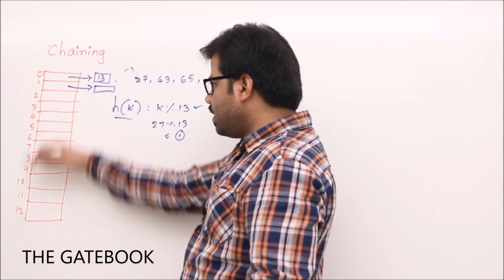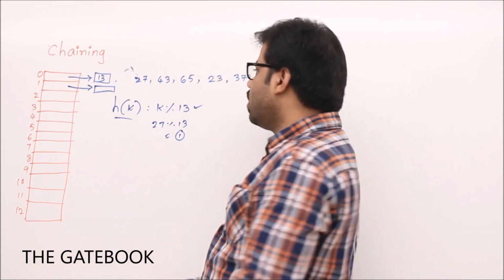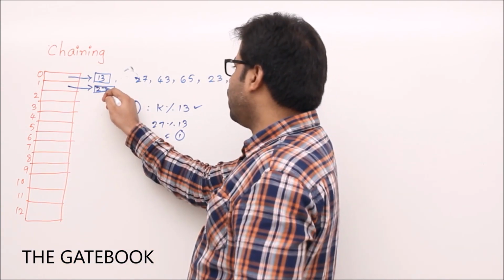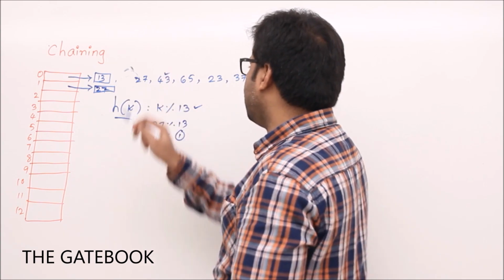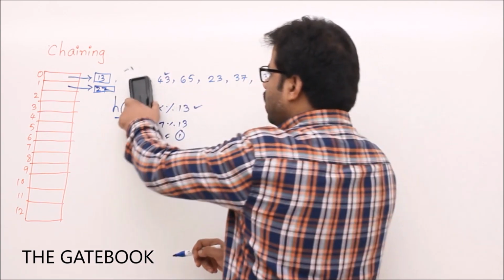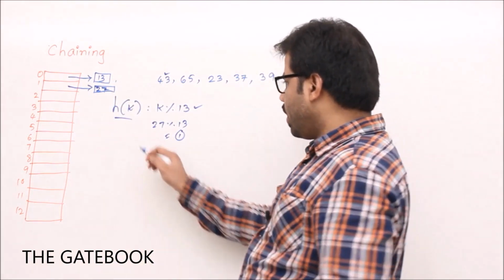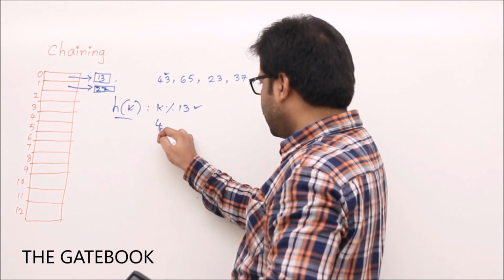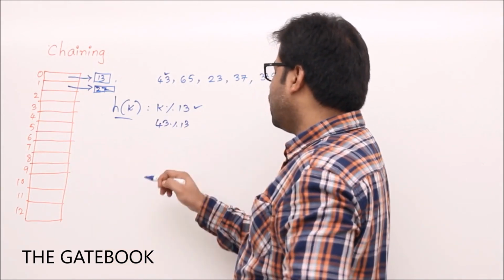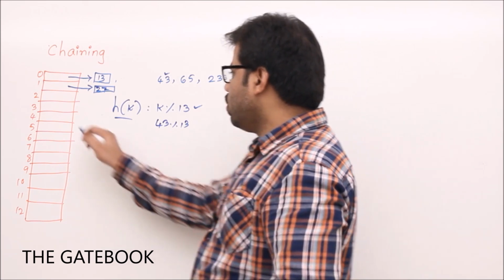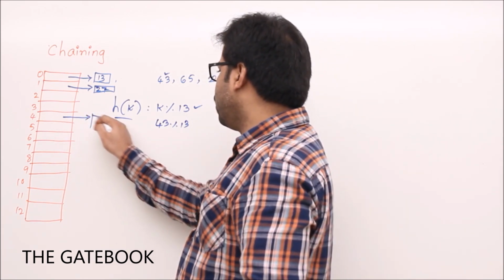This can be imagined as an array of linked lists, correct? Now here we write 27. After that, 43 comes. What do we do? Again we apply 43 % 13. It would be 13 times 3 is 39, so 4. So this will go here.